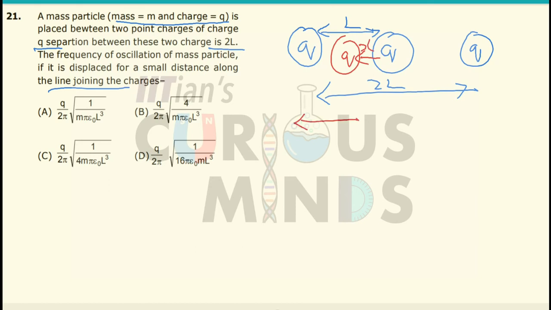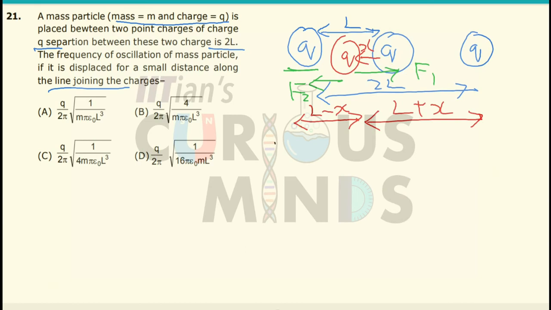Now the separation between the left charge and this charge is equal to L minus x, and between this and the charge on the right hand side is equal to L plus x. So now the particle will experience a repulsive force F1 in the right hand side direction due to the left charge, and F2 in the left hand side direction due to the right charge. Since the distance from the left hand side charge is smaller, the force will be greater, and since the distance from the other charge is more, the force will be less.